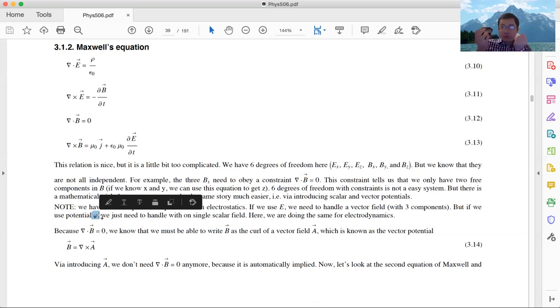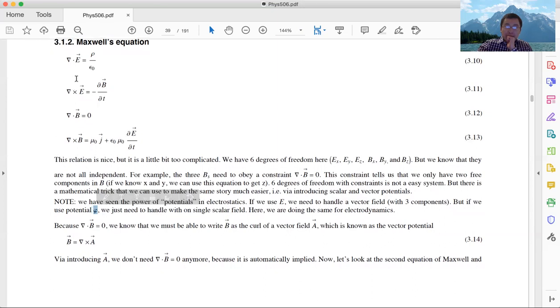If you recall, in electrostatics we always do the equation for phi: the Laplacian of phi equals some constant times the charge density, and we solve that Laplacian equation. We never try to use E directly. This is because phi is a lot easier to handle. We only need one component, one degree of freedom, at each space point. It's a much easier problem.